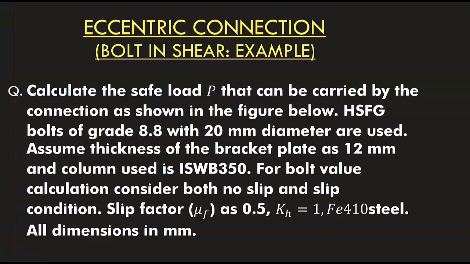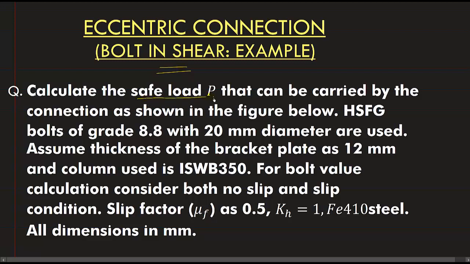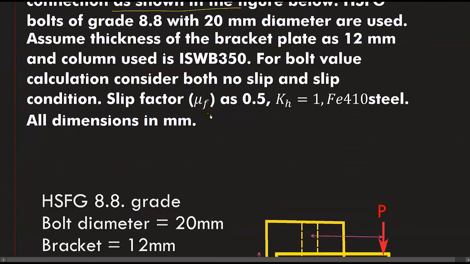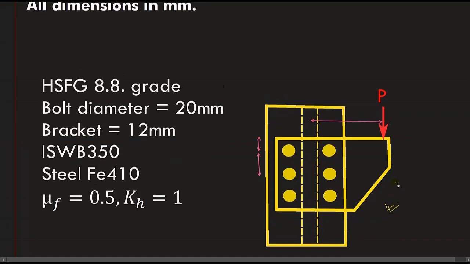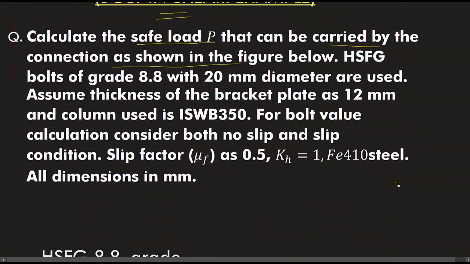Hello friends, today we will do an example of eccentric connection, and in this case my bolt is loaded under shear. So this is a case of bolt under pure shear. The question says calculate the safe load P that can be carried by the connection as shown in the figure below. We have a figure here and this is my connection. We have to find the maximum load P that can be resisted by this connection.